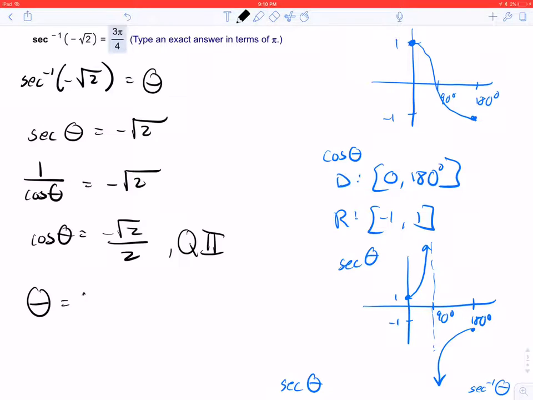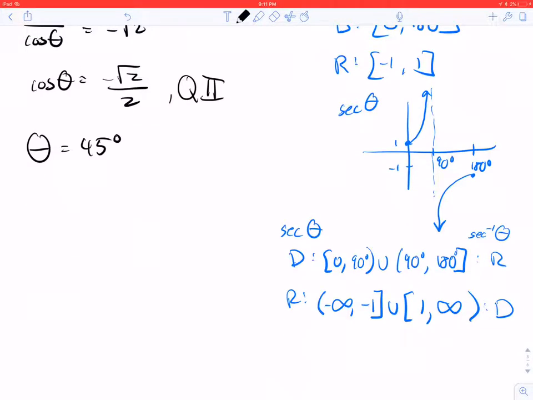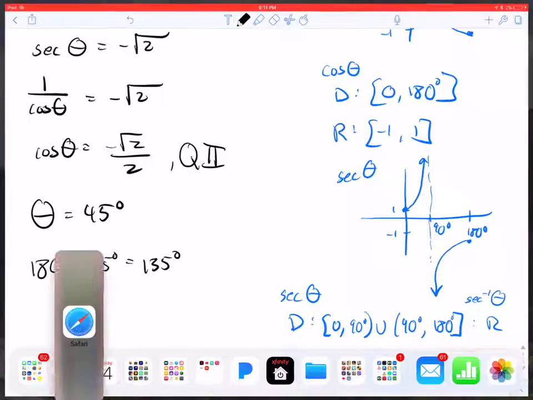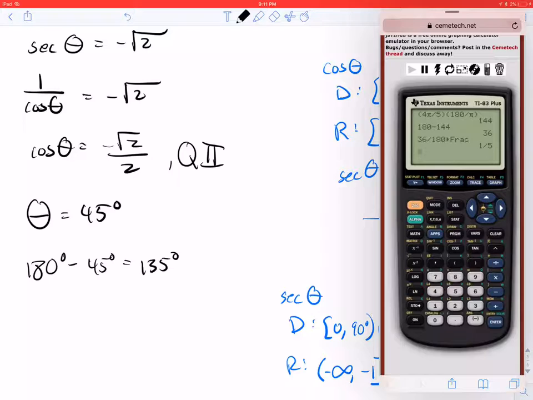So it is 45 degrees, but we need to be 45 degrees away from the x-axis in quadrant 2. So for a secant, 90 to 180. So then we're just going to say 180 minus 45. That's going to be 135 degrees, okay? And then we just convert the 135 to radians, and I think that's where that result comes from. Again, I know it's a little roundabout. You just have to do the best you can.